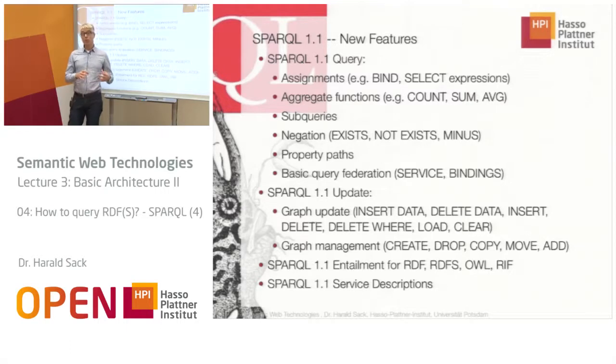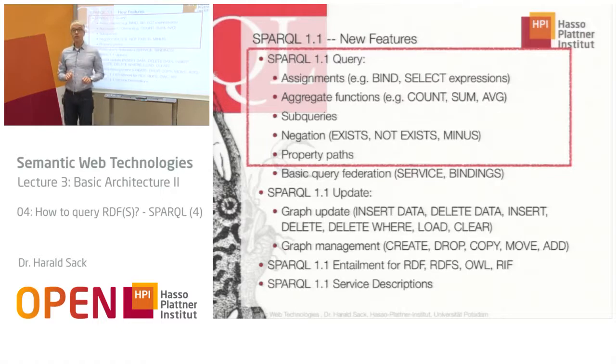So it means there will be logical inference mechanisms and logical connections, logical relations will be taken into account when answering a SPARQL query. So this is for the future. Right now, we want to concentrate on the new features that SPARQL query in SPARQL 1.1 provides.